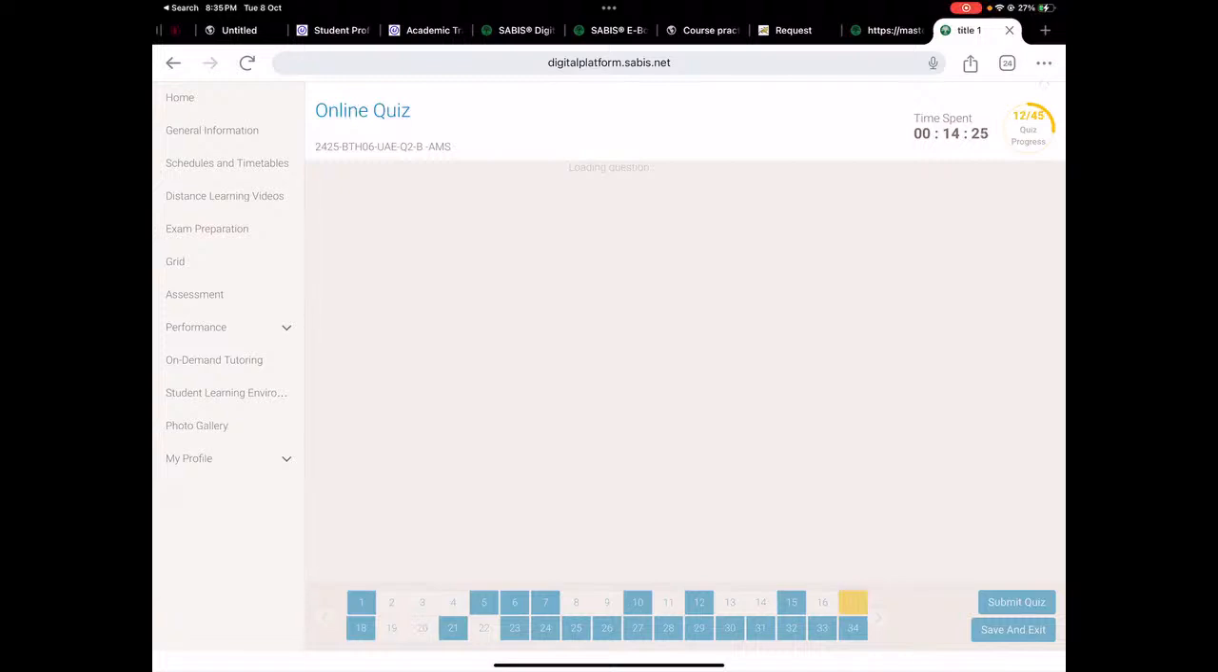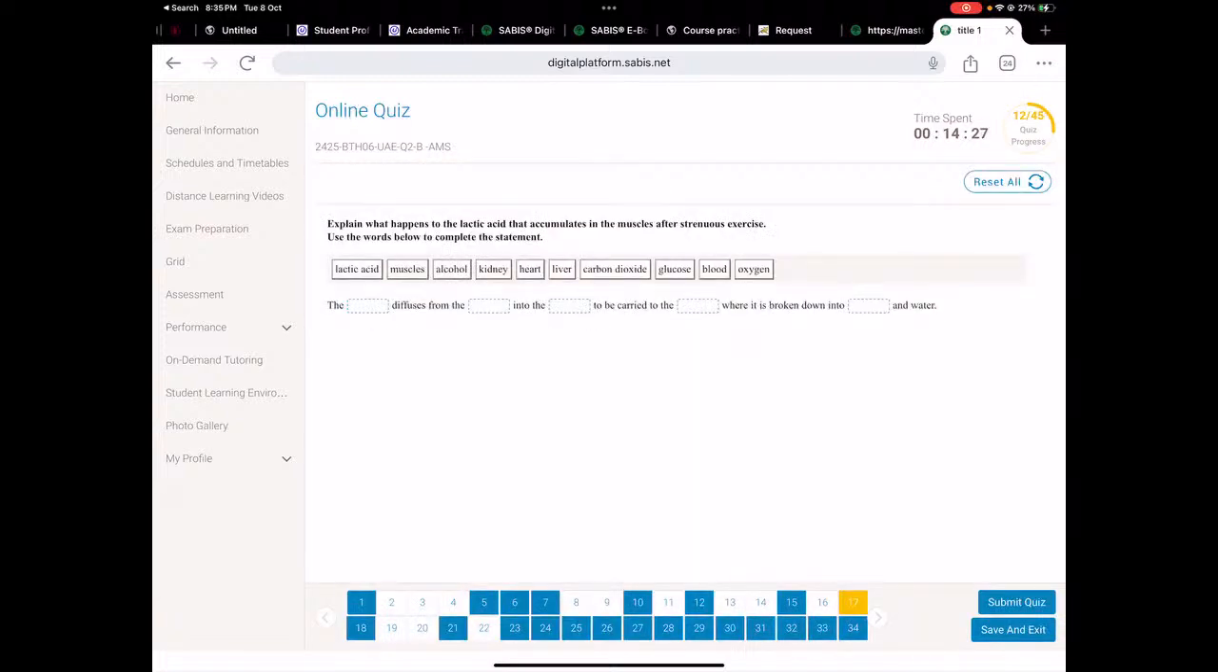17. Okay, 17. So what is it saying? Let's read it. Does something diffuse from the into the to be carried to the when it's broken down into... Okay, so we know that the liver is what breaks down lactic acid into what? Where it's broken down into something and water. I think into carbon dioxide. No, wait. Who's gonna help me in this question?